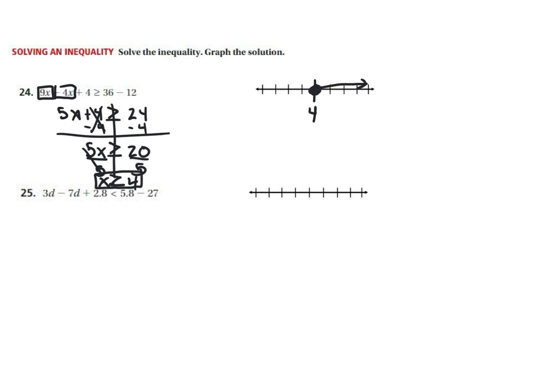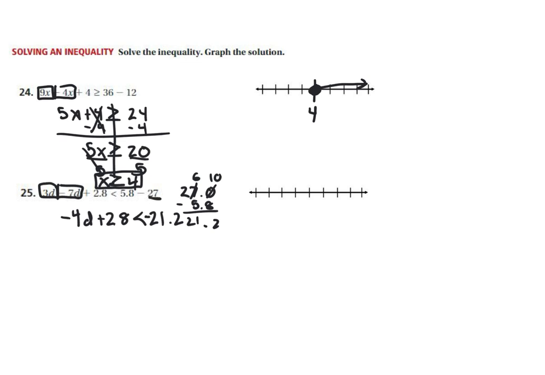And for number 25, we have 3d minus 7d, so that's negative 4d plus 2.8. And on the right side, we have 5.8, and we're going to take away 27. So what we're really doing here is 27.0 minus 5.8. Decimal comes down. We get 21.2, and the bigger number was a negative, so that's negative 21.2.